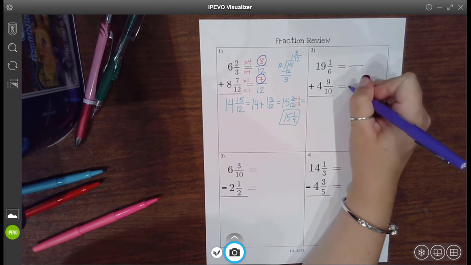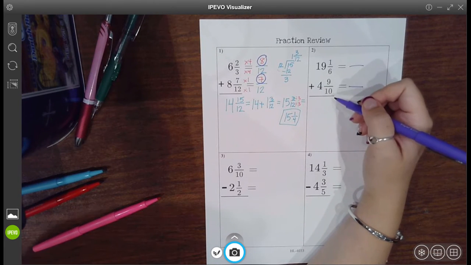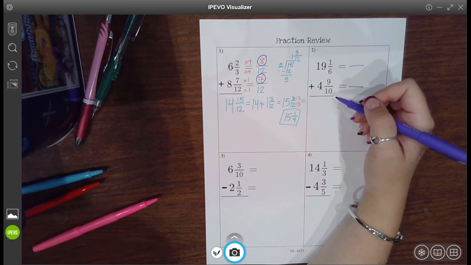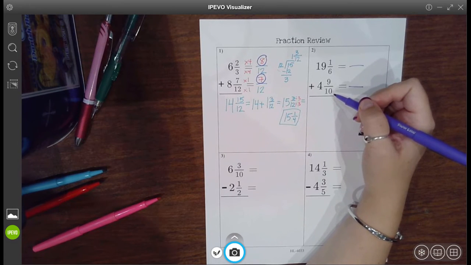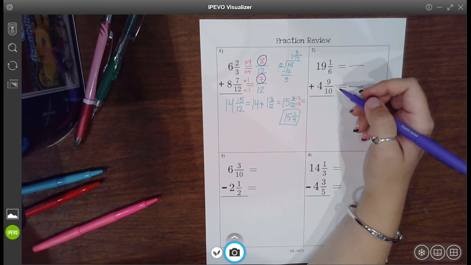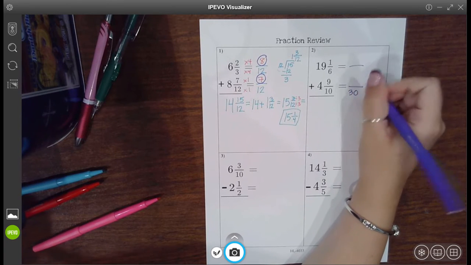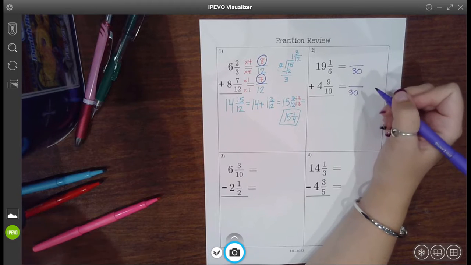Okay, I look at the bigger one of 10. Can 6 become 10? No. 10 times 2 is 20. Can 6 become 20? No. So 10 times 3 is 30. Can 6 become 30? Yes. Both 6 and 10 can become 30.